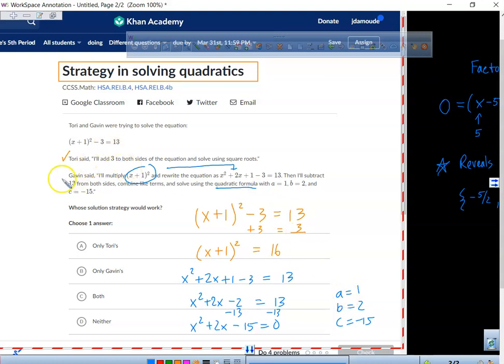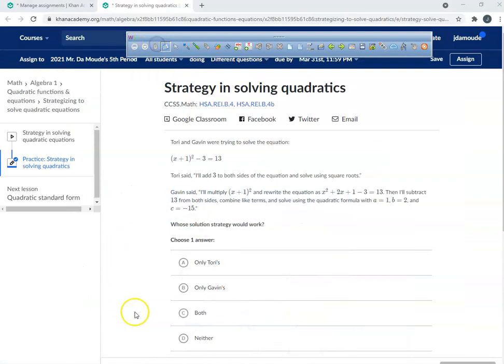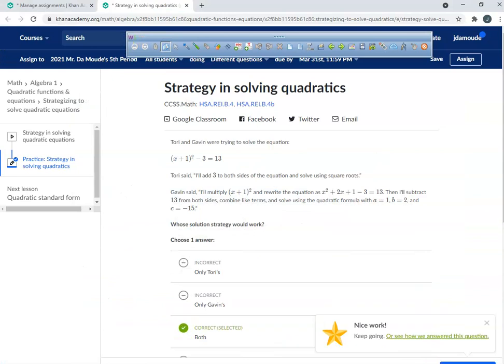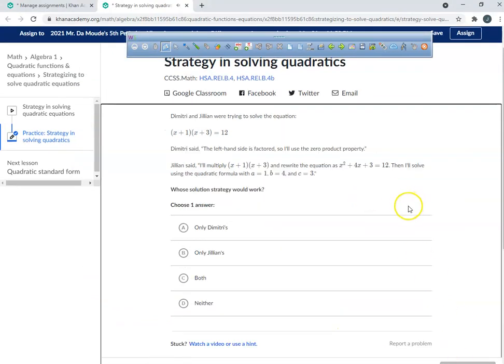I would do it this way. Gavin likes to go the long road, but they still would get to the same final destination. But I would say Tori would get there faster using the square root property. But are those two viable ways to solve for that? So yes, I'm going to say both. Both would work. So I'm going to click both. Okay. All right. Nice job. Thank you. Appreciate that. All right, let's take a look at the next one.